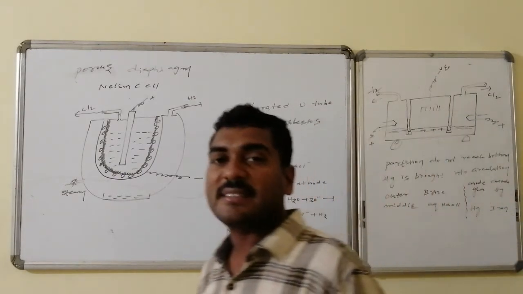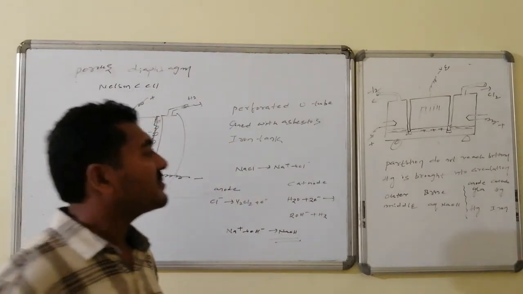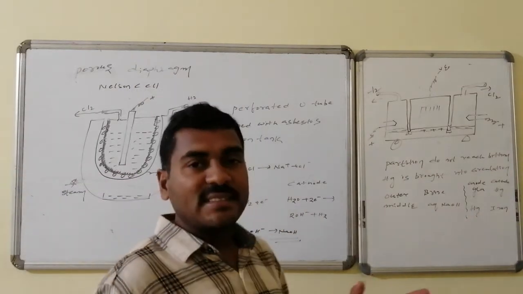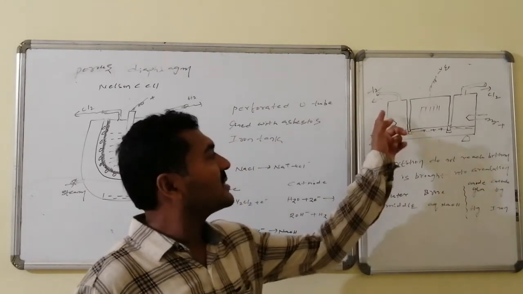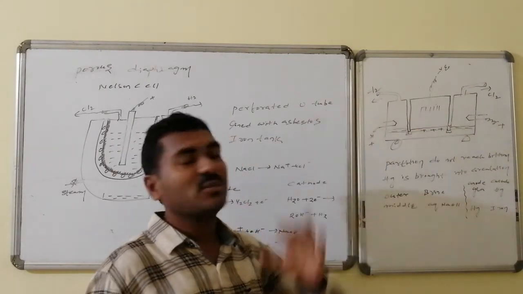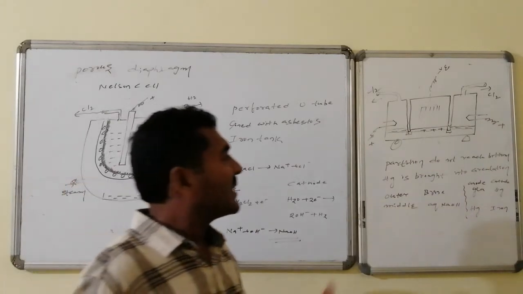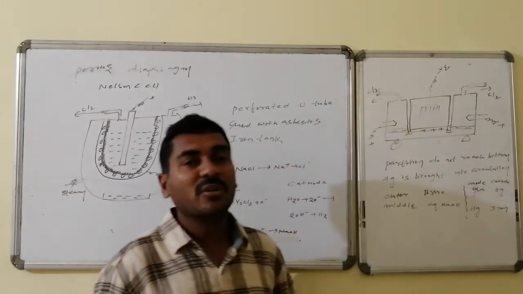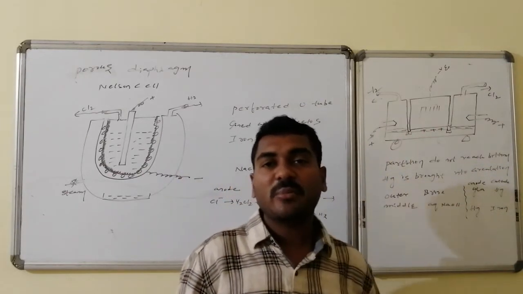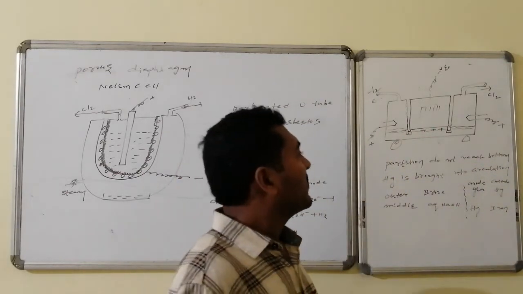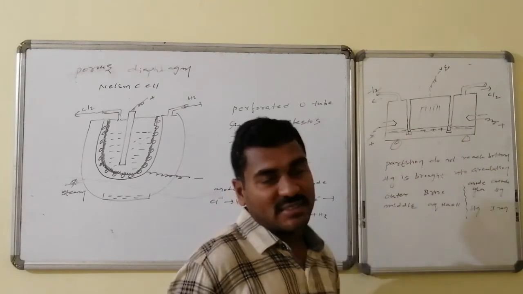The next method is the Castner-Kellner method. In this, the cell is somewhat complicated. It has partitions, with 3 compartments. These two are the outer compartments and this is the inner compartment. A mercury layer is kept at the bottom, and this mercury can move from one compartment to the other, since a complete separation is not present.